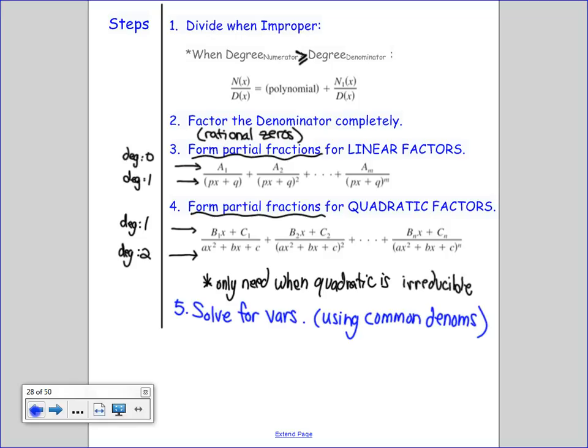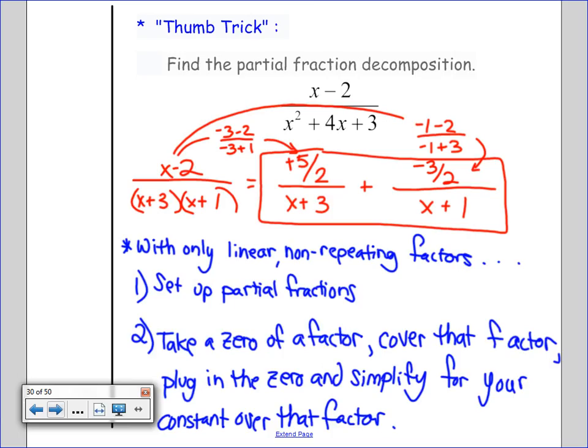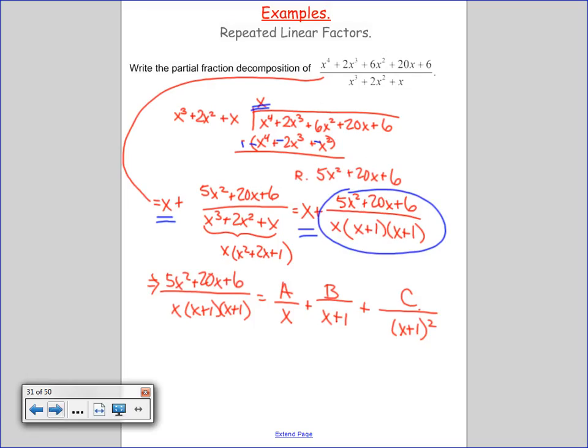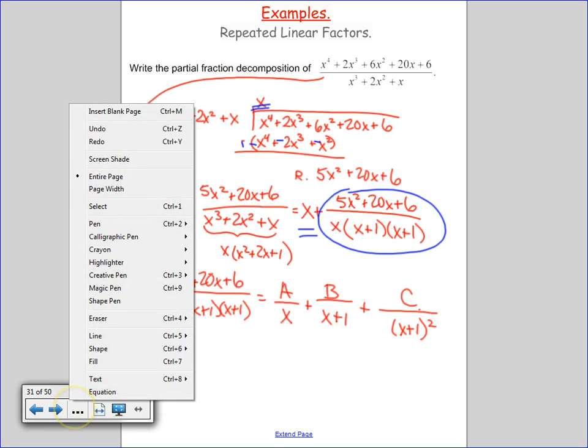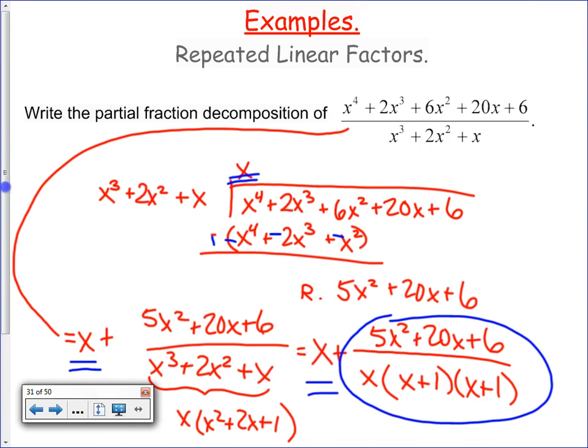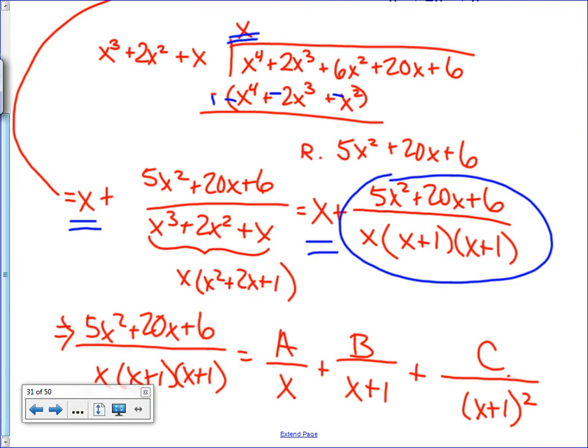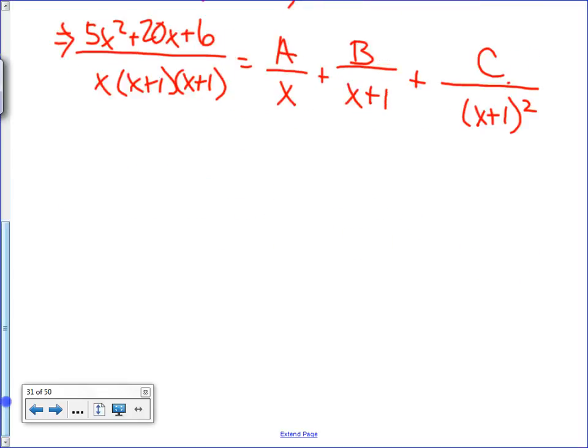Now we need to solve for variables using common denominators. How do I do that? What do I do? Well, it's not bad multiplication, but was there kind of a shortcut to that multiplication? I could do common denominator, common denominator, common denominator, write it all over again, multiply both sides. What's my shortcut?